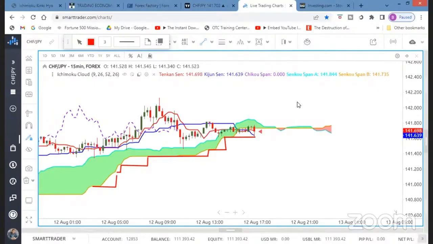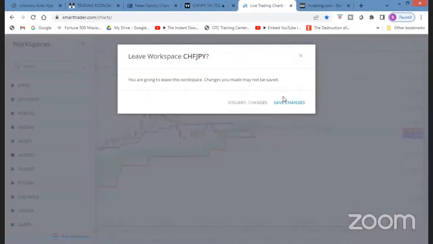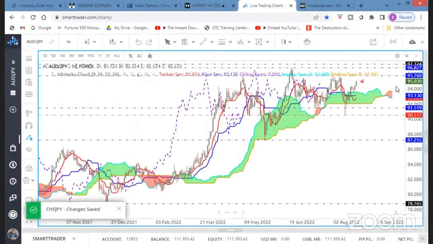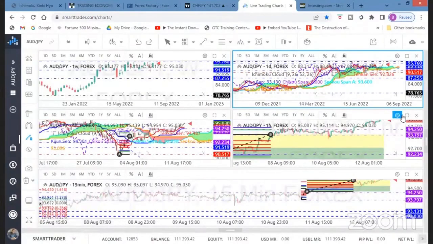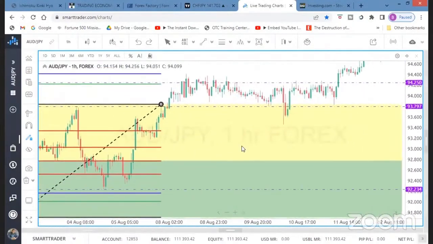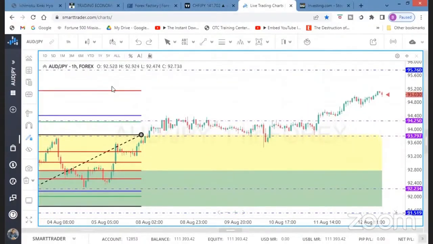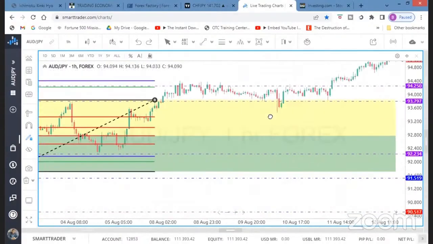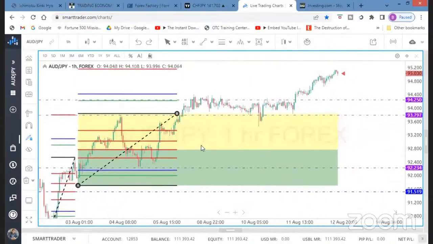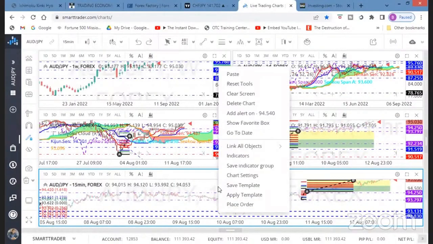So go ahead, Ryan. What's the next pair? That Aussie yen. Okay, and we'll do the same thing on the one. Let's go to the one. Look at that, driving up on the one, coming into your D extension. And you got a level of resistance just above as well. So if you copy that fib, go down to the 15. Clear it out.